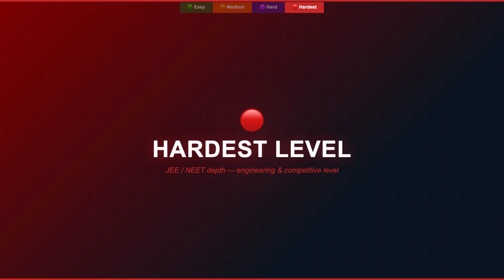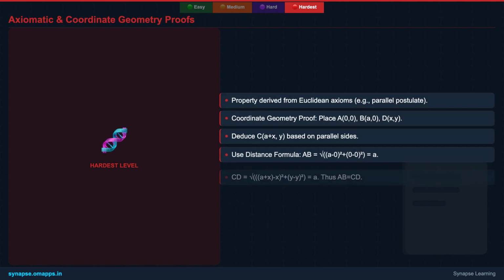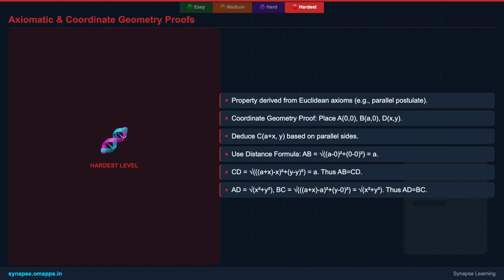You've mastered the proofs and interconnections. Now, let's push the boundaries even further. We'll explore advanced insights, coordinate geometry proofs, and real-world applications of this fundamental property. The property that opposite sides of a parallelogram are equal is not just a rule, it's a consequence of the foundational axioms of Euclidean geometry, particularly the parallel postulate. Understanding this helps us appreciate geometry as a logical system built on a few basic truths.